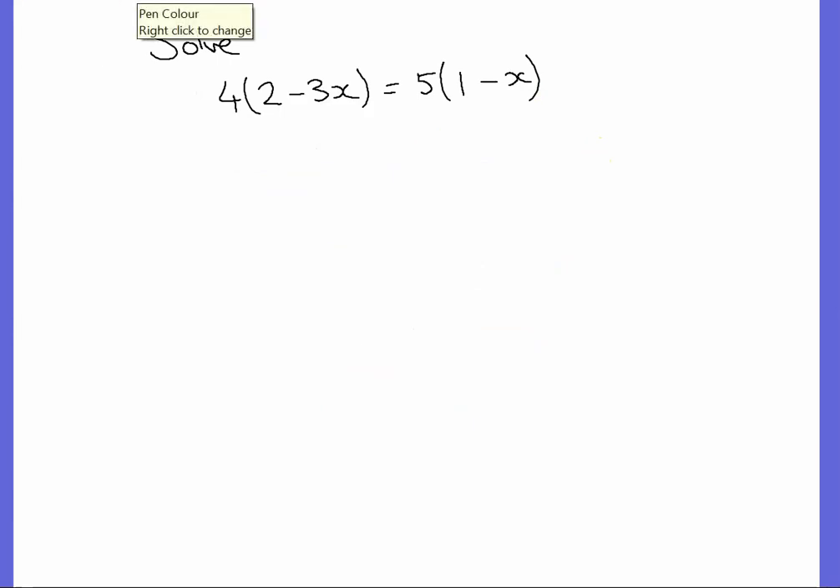So we're just going to do that. Expand them. The left hand side, write it down. Expand the right hand side, write it down. Pause the video, have a go if you want to. So 4 of this bracket, so we can have 8x. We have a negative here. So 4 lots of minus 3, that's minus 12, and we have an x. 5 lots of 1 is 5, and 5 lots of negative x is minus 5x.